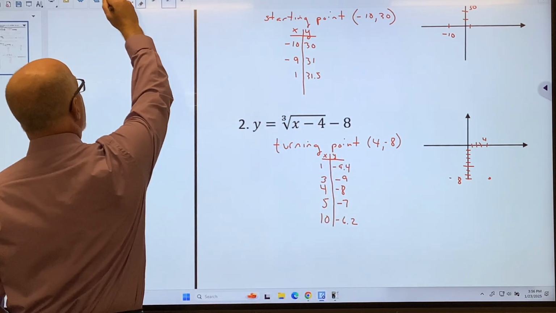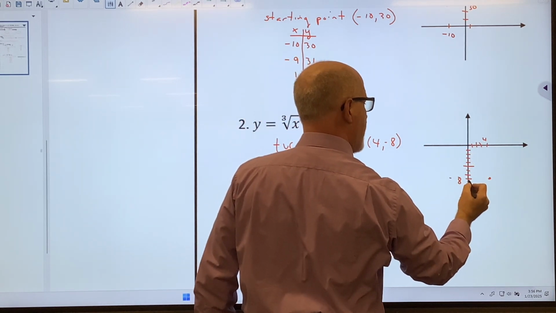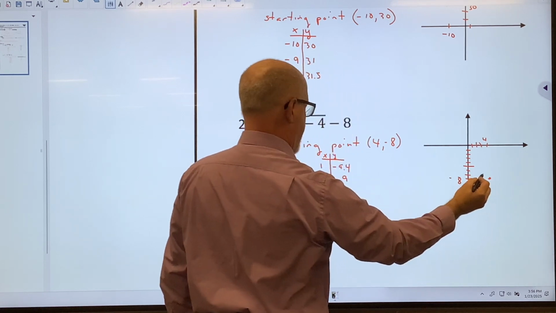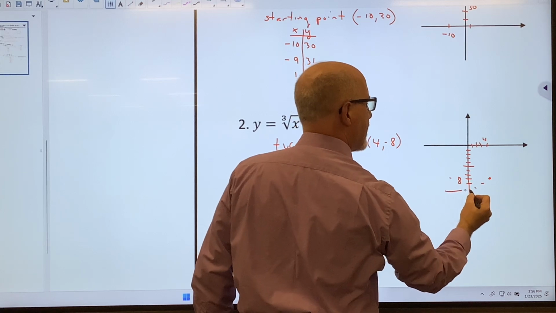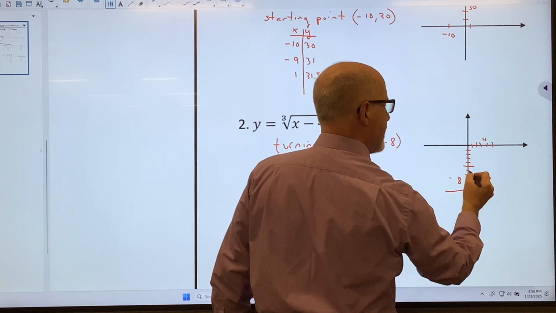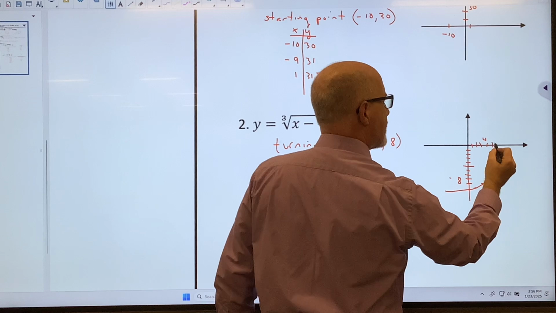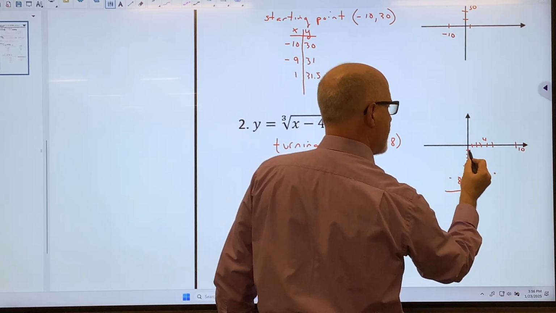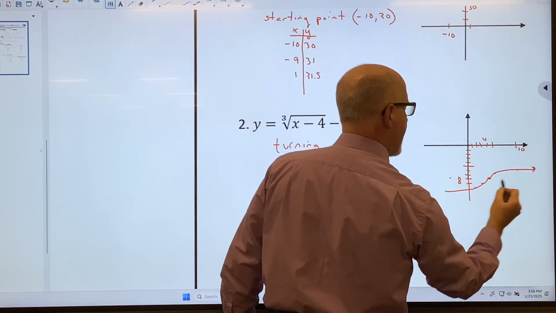Okay, so we're going to try to see what that graph looks like. At 1, we're at negative 9.4, so down here. At 3, we're at negative 9. So it's going to curve like this into it. And then out of it, 5 at negative 7, so negative 7's right there. And at 10, so there's 5, so this would be at 10, we're at negative 6.2. So negative 6.2 is right about there. So it's going to curve out of it like that.